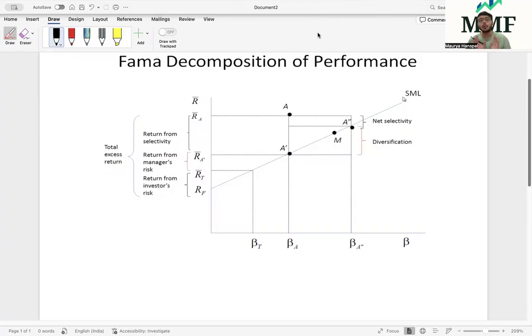So basically, what does the Fama decomposition of performance simply tell you? It tries to break down the excess return or the alpha of a portfolio into different components. It can be the return from an investor's risk. It can be the return from the manager's risk. It can further be a return from the selectivity, which can be broken down into the return from net selectivity and the return from diversification, either extra diversification or lack of diversification.